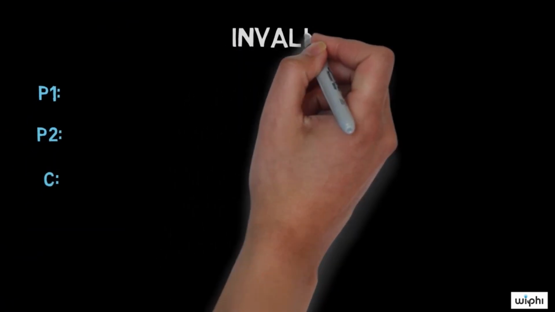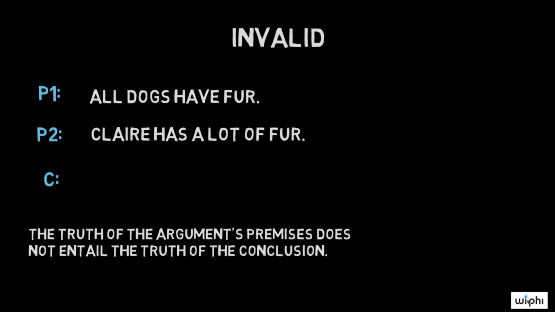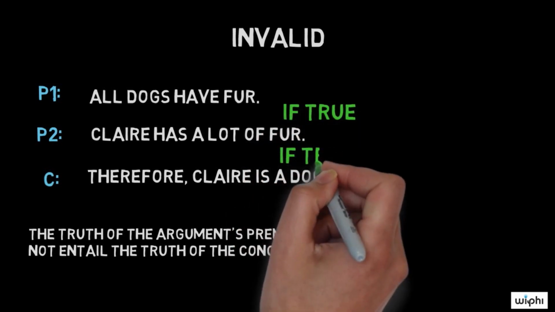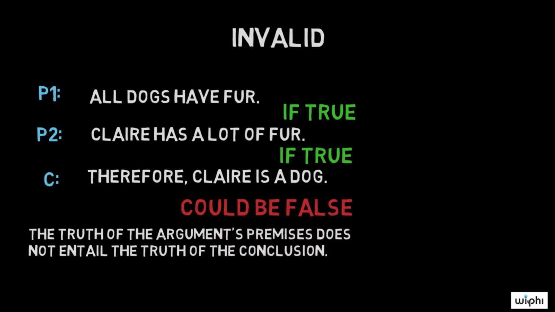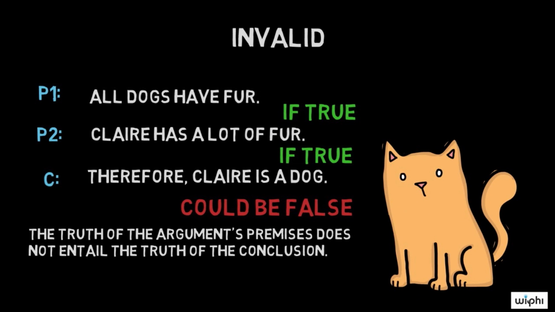Note now what it means for an argument to be invalid. The truth of the argument's premises does not entail the truth of the conclusion. For instance, P1, all dogs have fur. P2, Claire has a lot of fur. Conclusion, therefore Claire is a dog. Now, it could be the case that all of the premises in this argument are true, but the conclusion false. The truth of this conclusion, in other words, does not follow from the premises, right? Because cats also have a lot of fur. So this is an invalid argument.